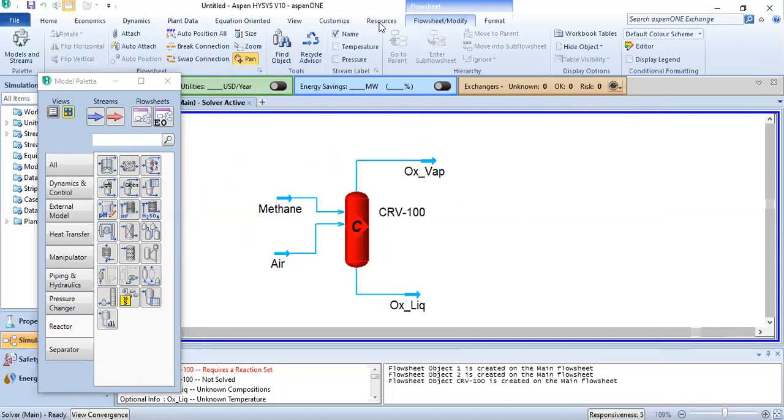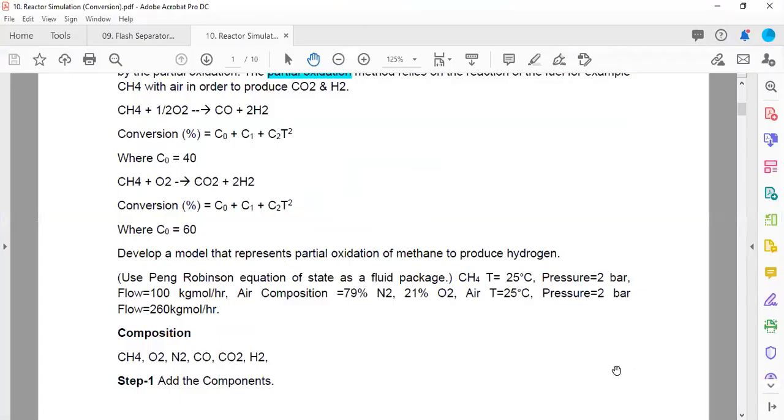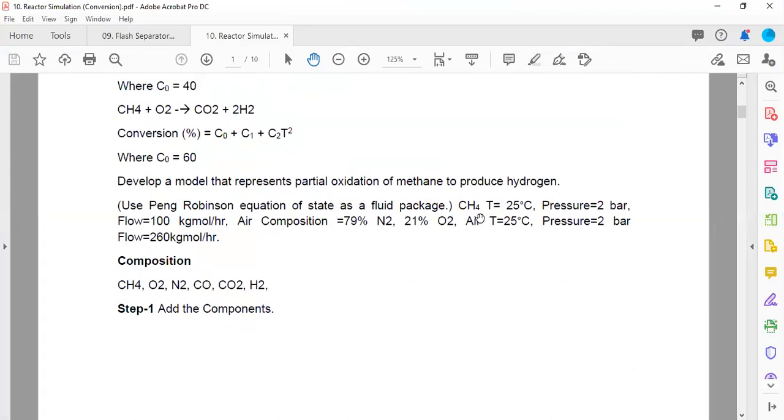The condition is: methane is at a temperature of 25 degrees C and the pressure is 2 bar. Let's say, one second. By using this condition, first we will define our stream, then we will proceed. Methane, pressure, temperature, flow rate, air, and this much. Okay.